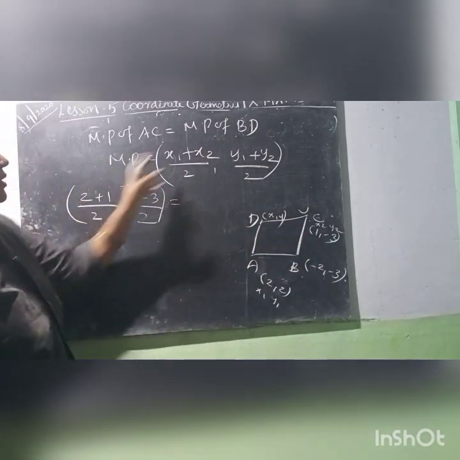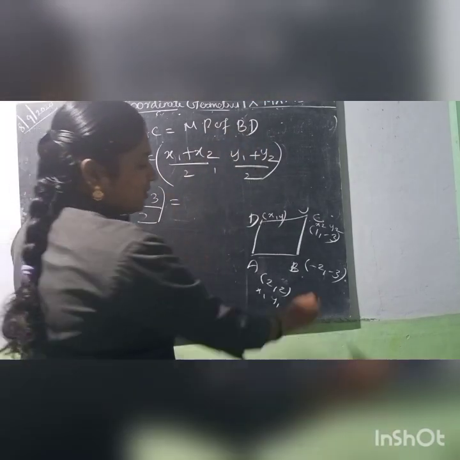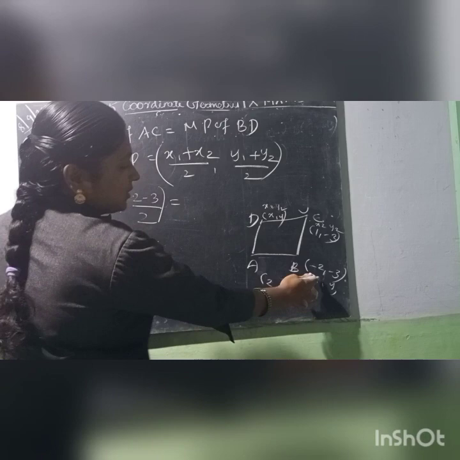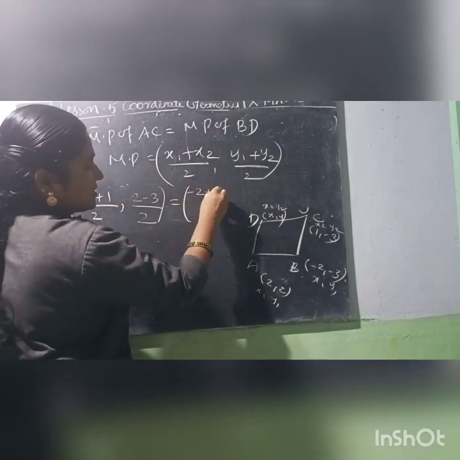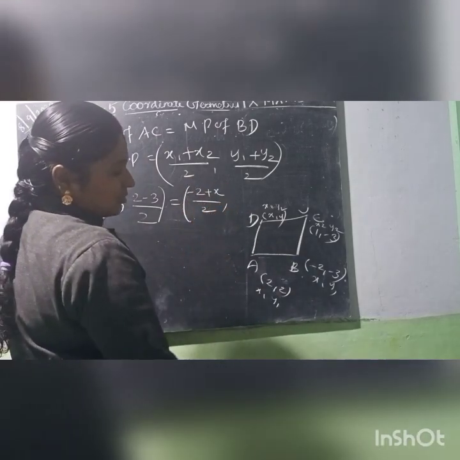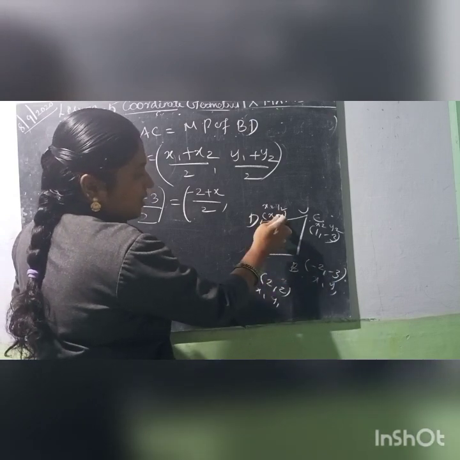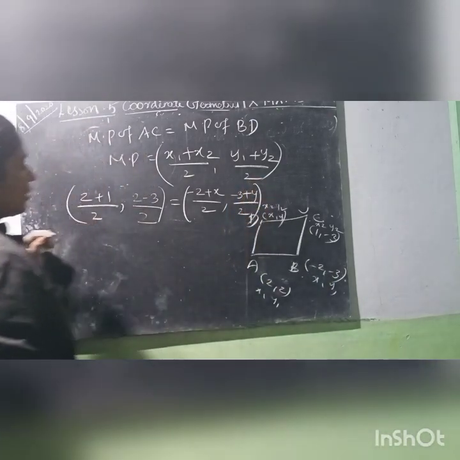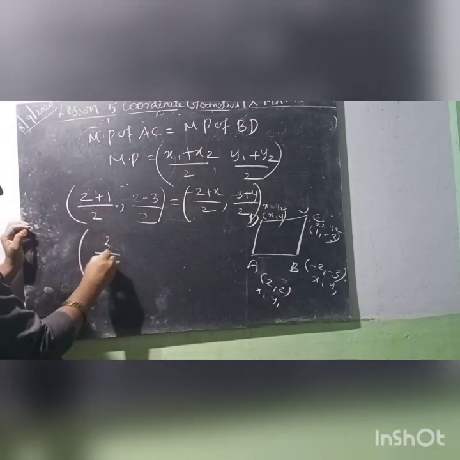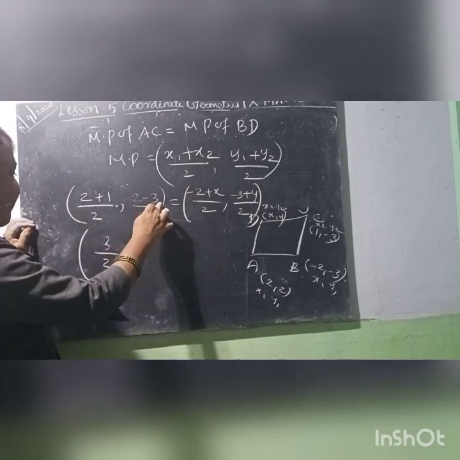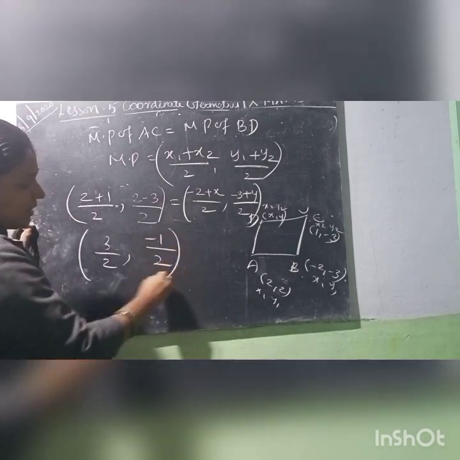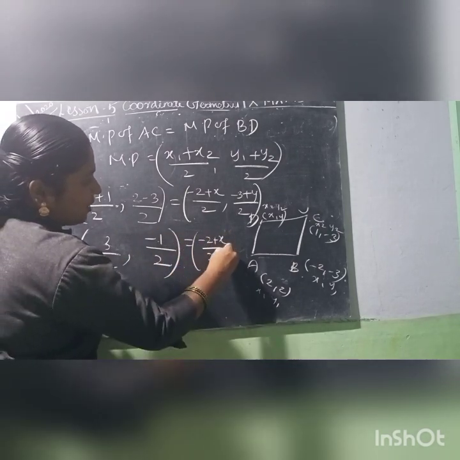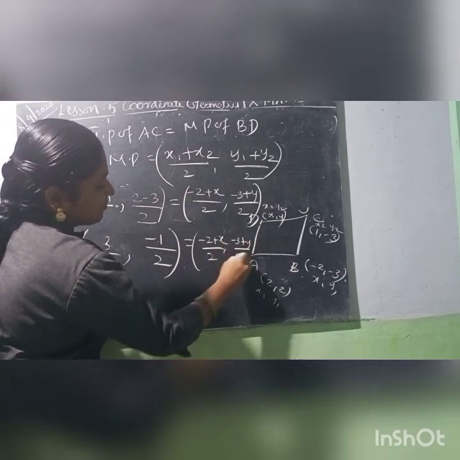That is equal to the midpoint of BD. This is (x1, y1) and this is (x2, y2). Now the x1 value is minus 2 plus x by 2, y1 value is minus 3 and y2 value is y, so (minus 3 plus y) by 2. Now 2 plus 1 is 3, so 3 by 2, and 2 minus 3 is minus 1, so minus 1 by 2. Now (minus 2 plus x) by 2, (minus 3 plus y) by 2.